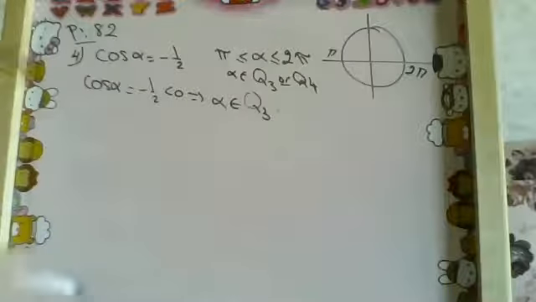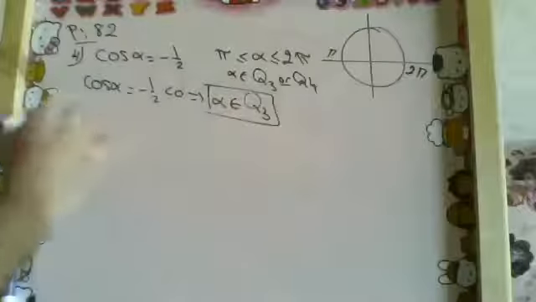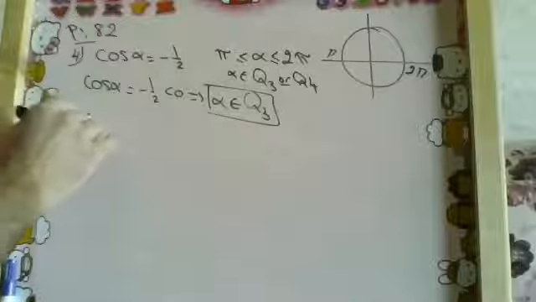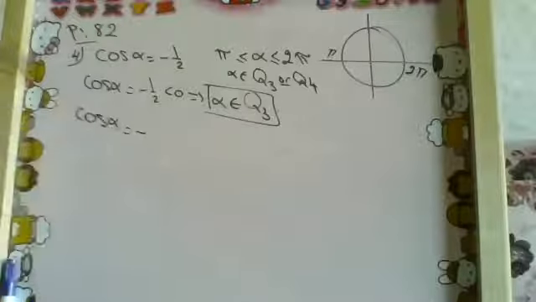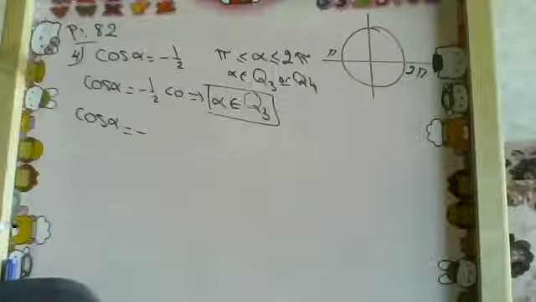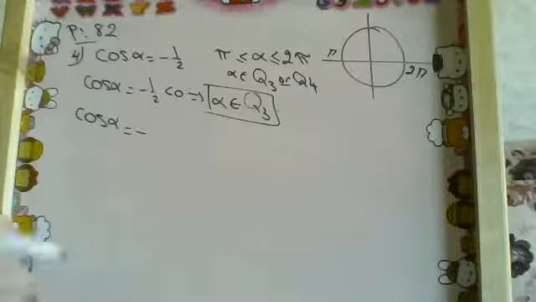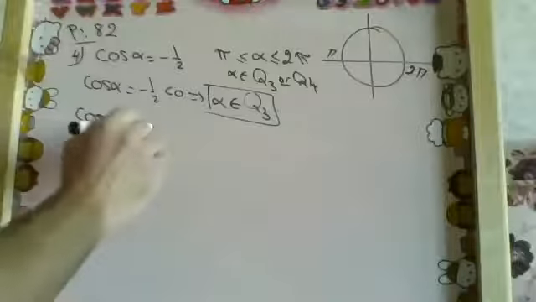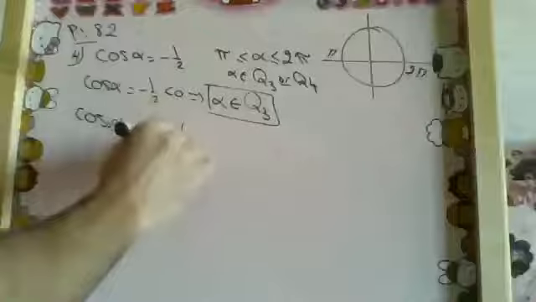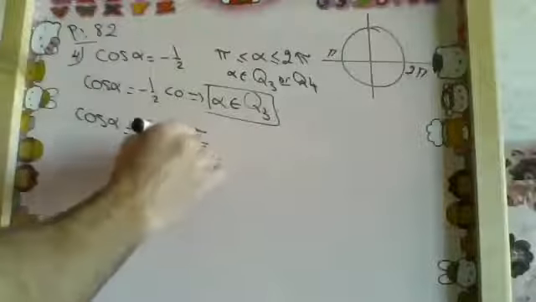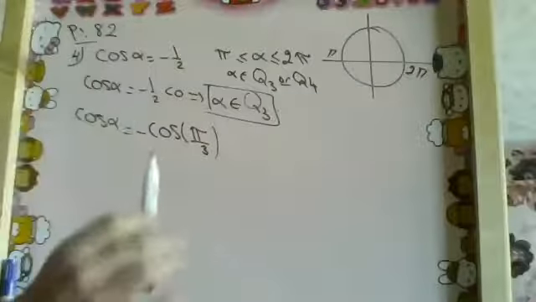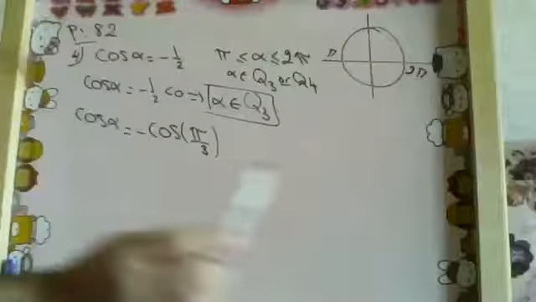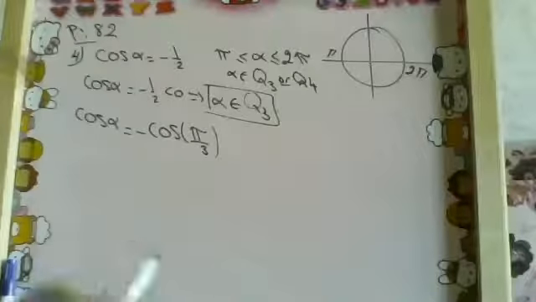Okay, now we do cosine alpha equals, according to the table you gave us, negative 1 over 2, which is the cosine of pi over 3, so it equals negative cosine pi over 3. Cosine pi over 3. Okay, again, just one moment.